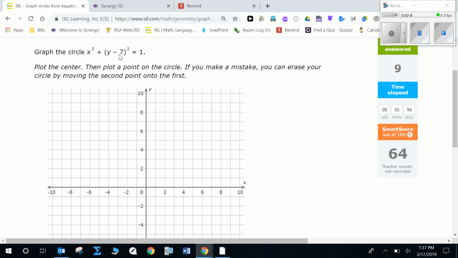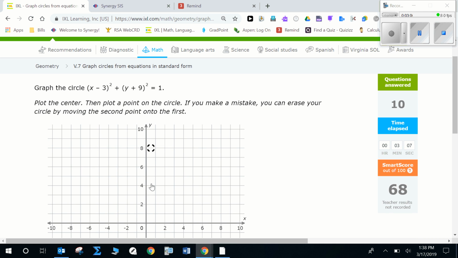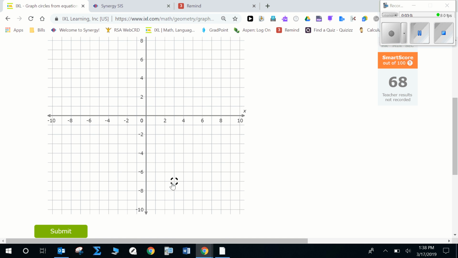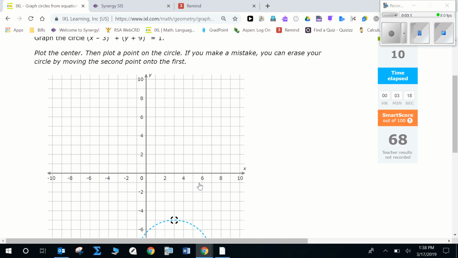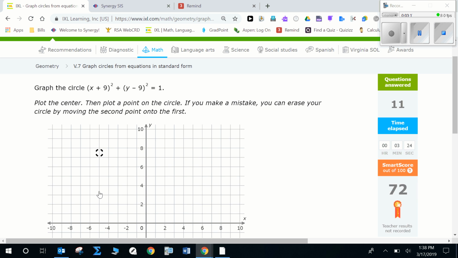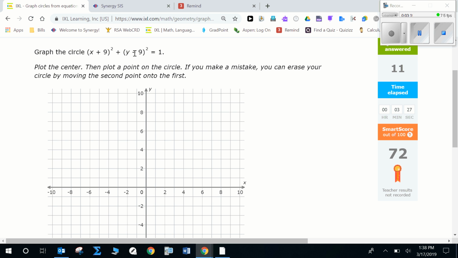Center will be 0, positive 7. So 0, positive 7 right there. Your radius is the square root of 1, which is just 1. Okay, center here would be positive 3 and negative 9. So 3, negative 9. And we see our radius is just 1 again. Center here would be negative 9, positive 9. So my x value is negative 9. My y value would be positive 9. And the radius is just 1 because the square root of 1 is 1.